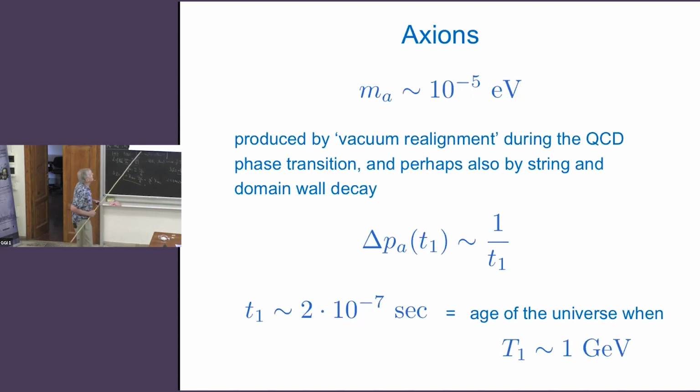Axions are the complete opposite. Their mass is of order 10 to the minus 5 eV. I'm talking about cold axions, not thermally produced axions. They are produced, say, by vacuum realignment or by string decay. Their momentum dispersion when they are produced is set by the horizon at QCD time, which is roughly at the time of 10 to the minus 7 seconds, when the temperature is 1 GeV.